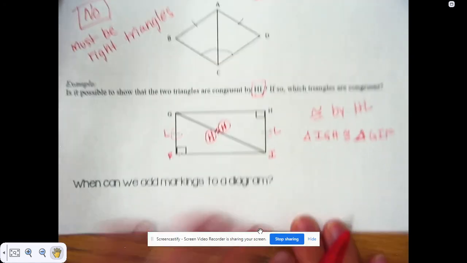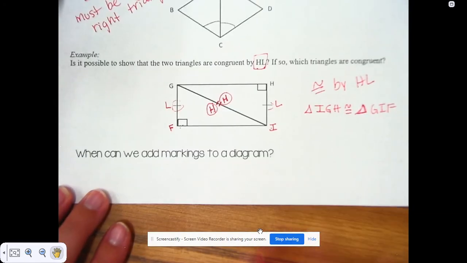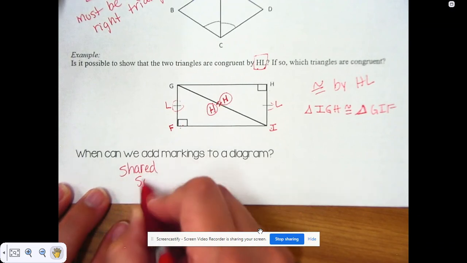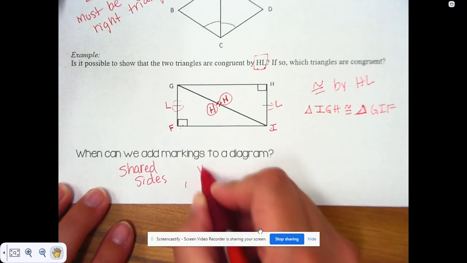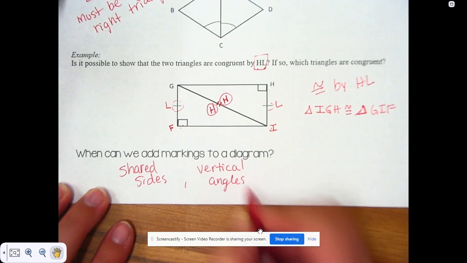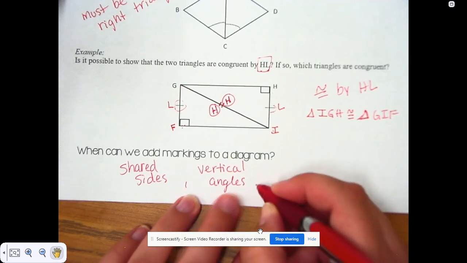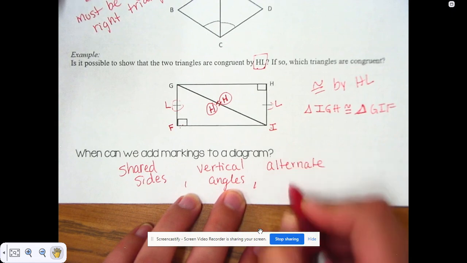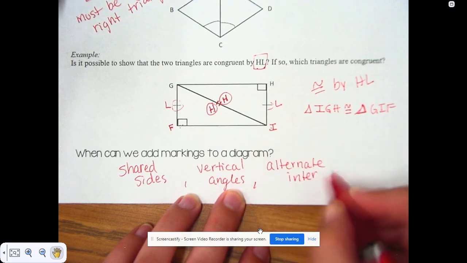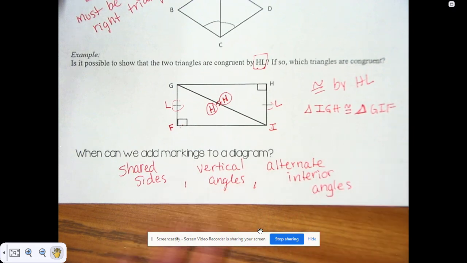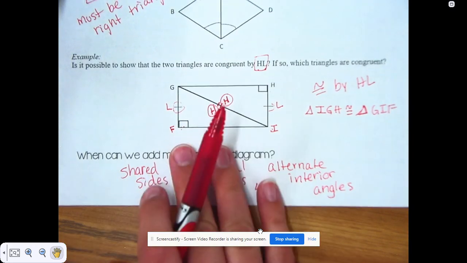When can we add markings to the diagram? Remember, we can add shared sides. We can add vertical angles. And we learned a new one today or yesterday: alternate interior angles when you have parallel sides. Shared sides, vertical angles, and alternate interior angles.